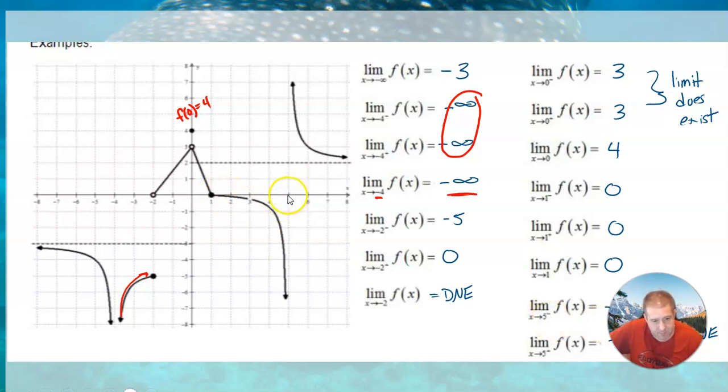Now 5, from left and right. If you look at 5 from the left, it's going down towards infinity. From the right, it's going up towards infinity. Those are not the same thing. So no, the limit does not exist. You cannot have one going up and one going down. So that would not exist.